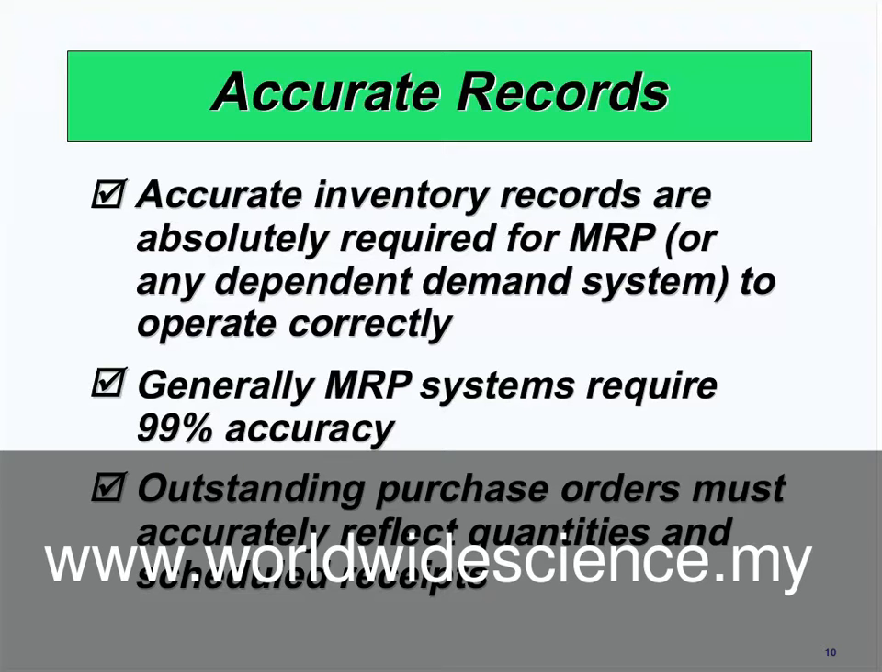Outstanding purchase orders must be recorded in the inventory record. For example, how many items or how many materials you have. Now, how many materials do you currently have in your store?